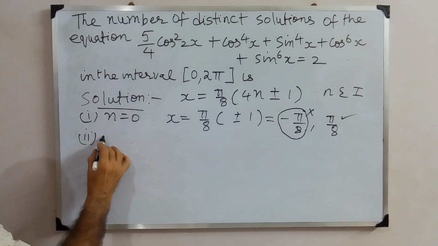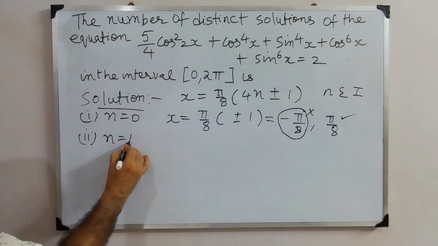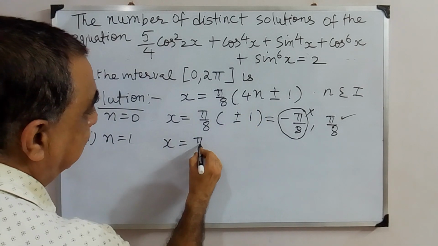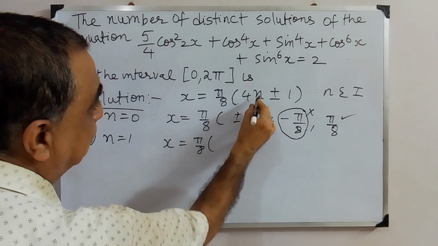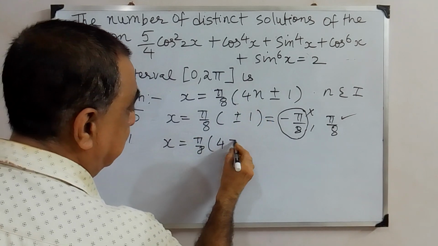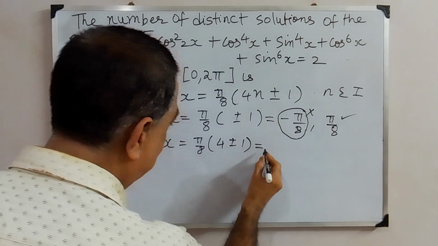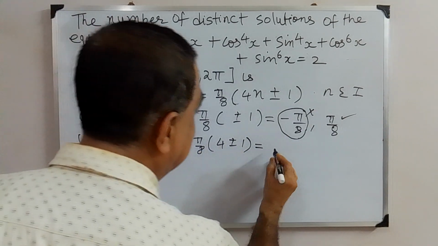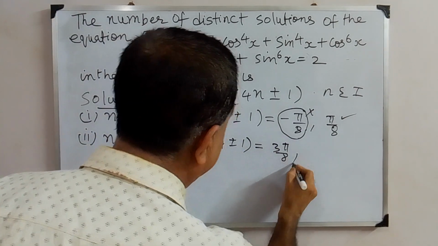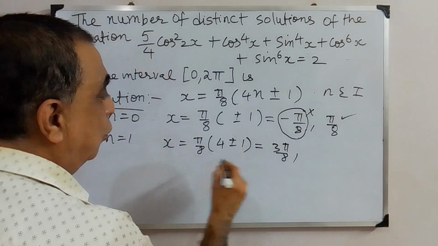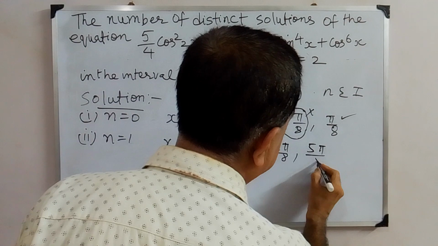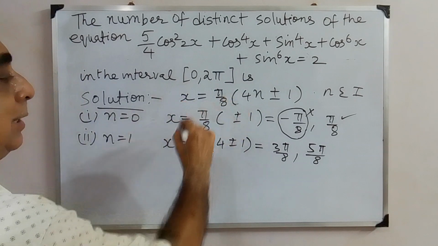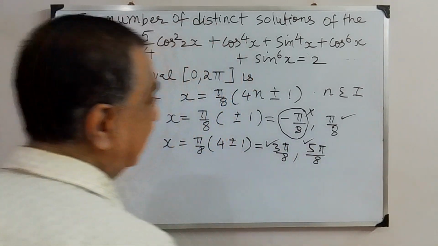Now let us put the second value, that is n equals 1. So when the n value is 1, 4 into 1 will be 4, plus minus 1. So we are getting 4 minus 1 is 3, so 3 pi by 8, and 4 plus 1 is 5, so that is 5 pi by 8. Both 3 pi by 8 and 5 pi by 8 are lying in this range, so both values will be accepted.